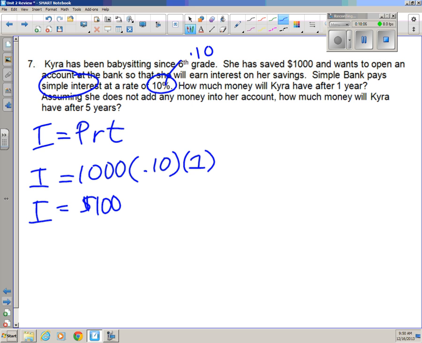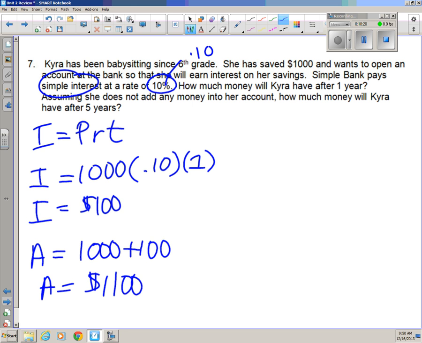So after 1 year, the total amount that Kyra is going to have is her $1,000 plus her $100 interest, or $1,100. This is 1 year. I'll put A of 1.